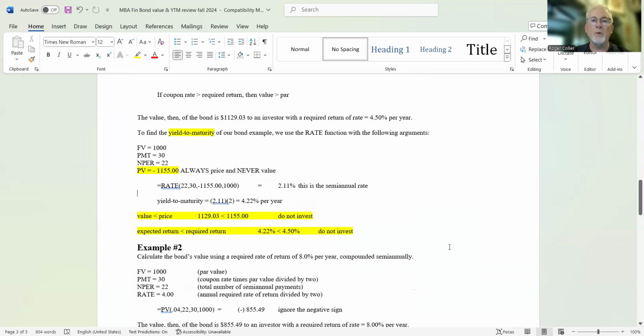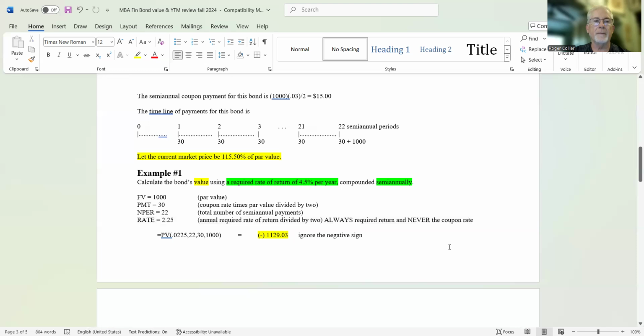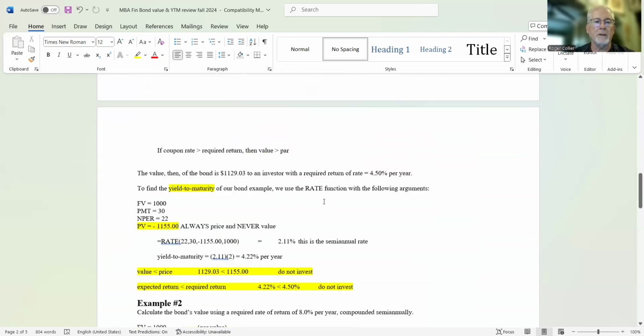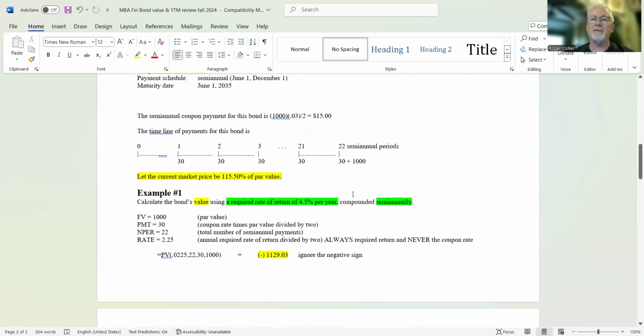Right. One more thing before we move on. Notice that the price of the bond is more than 100%, 115.5%. When we turn that into dollars, that's $1,155, more than the $1,000 par value.